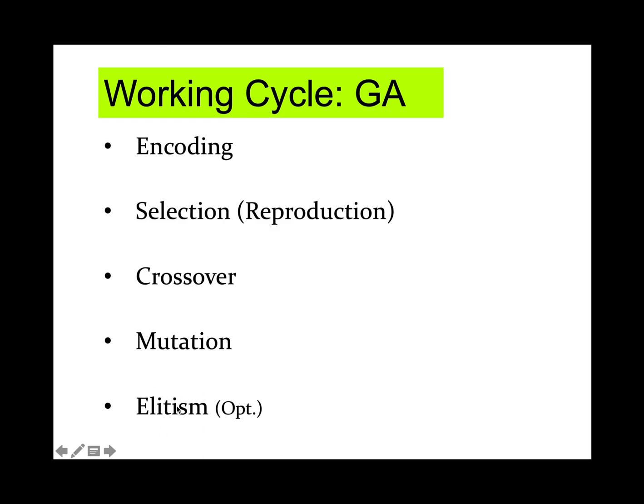Elitism is an optional operator which ensures that the top solutions are not modified during the crossover or mutation operators. This is just to speed up the algorithm, to increase the convergence rate of the algorithm.